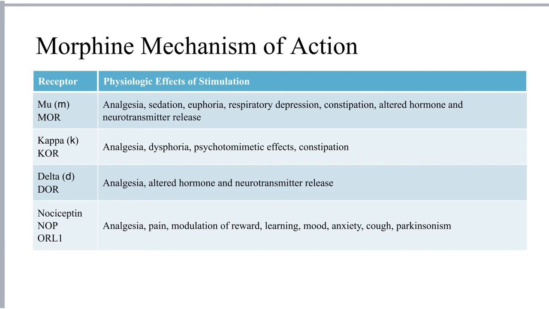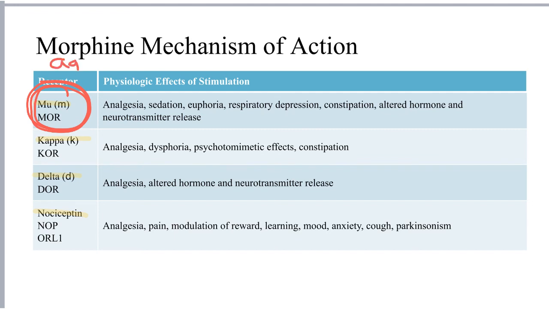Morphine produces its effects by acting on opioid receptors found within the body. There are 4 different types of opioid receptors, including the mu opioid receptor, or MOR, the kappa opioid receptor, or KOR, the delta opioid receptor, or DOR, and the nociceptin receptor, also abbreviated NOP and ORL1. Even though morphine has activity at all opioid receptor types, the primary effects are due to its activation or agonism of the mu opioid receptor.